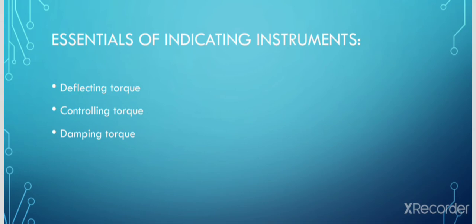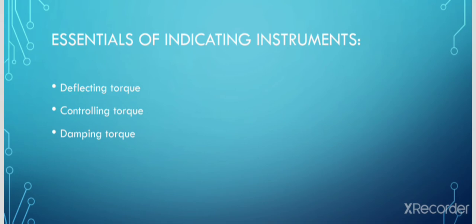Coming to the essentials of indicating instruments, they essentially consist of a pointer which moves over a calibrated scale, attached to a moving system. It requires some force or torque to satisfy the operation of indicating instruments, and this torque can be classified into three types: deflecting torque, controlling torque and damping torque.